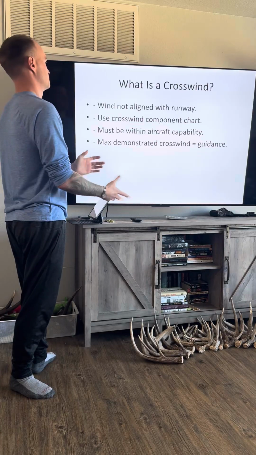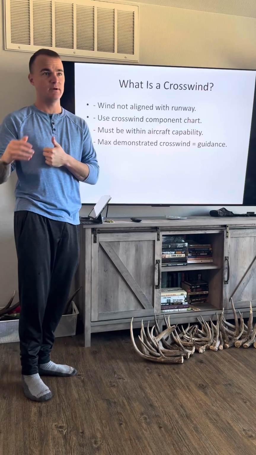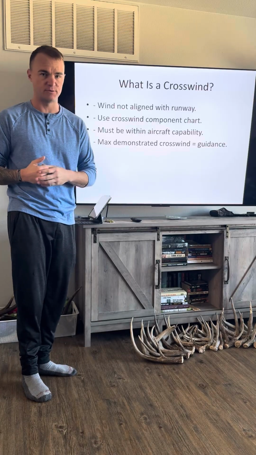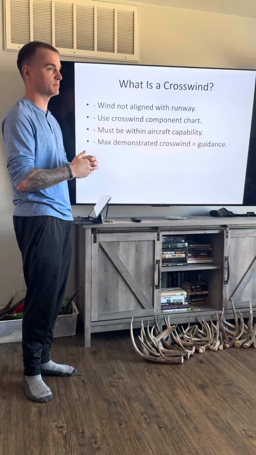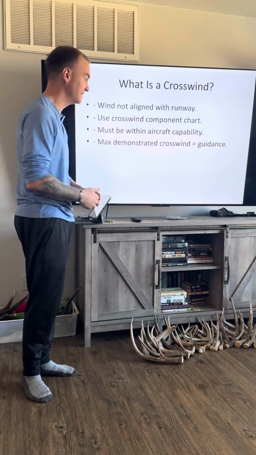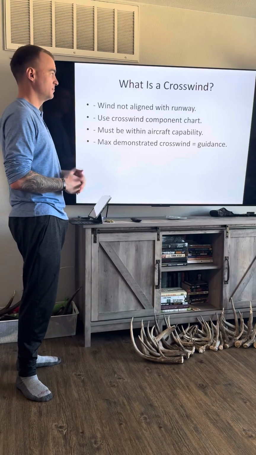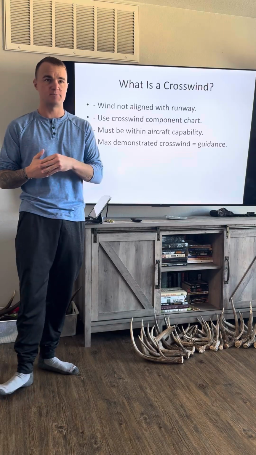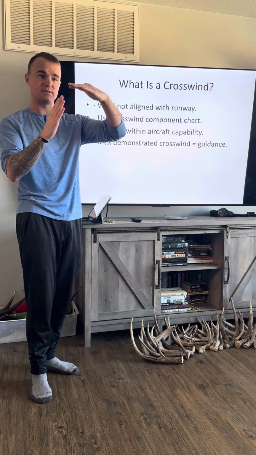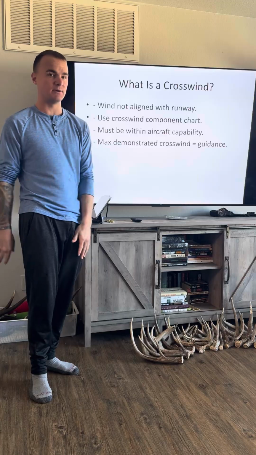So what is a crosswind? A crosswind is when the wind is coming from perpendicular to the runway. We've heard the term "straight up the pipe," which is what we want, but it doesn't always come that way. We can use a crosswind component chart, basically a flow chart, to see how much crosswind you have and how much headwind you have.